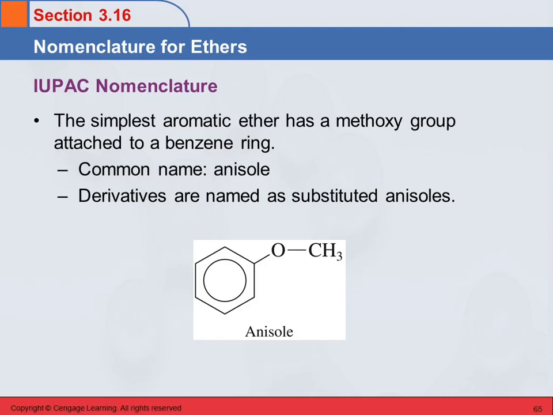Again, we've got a common name for the simplest aromatic ether. This has this methoxy group attached to a benzene ring, and this has the common name anisole. And we did see this in one of the previous slides about the phenols. But a derivative of this would be named as a substituted anisole. So like if you had chlorine over here, it might be 2-chloroanisole.